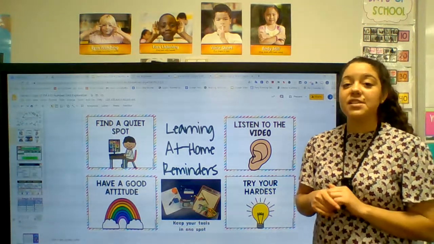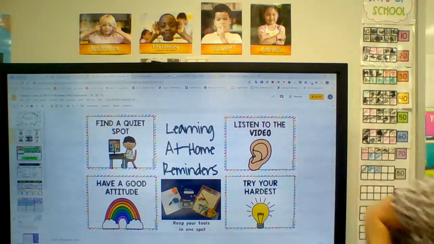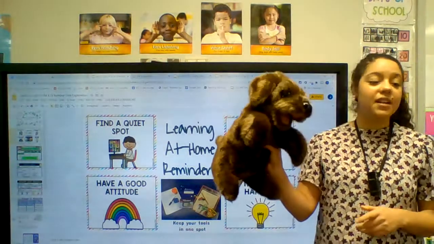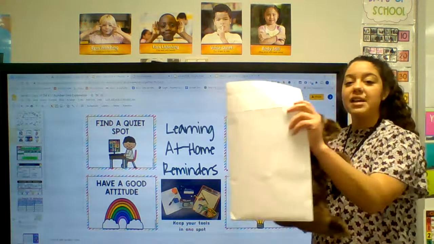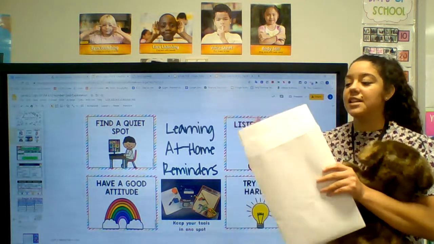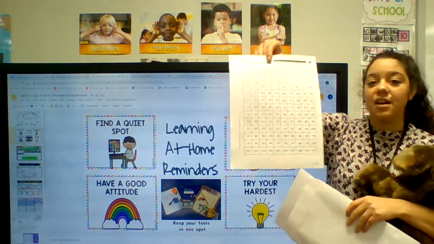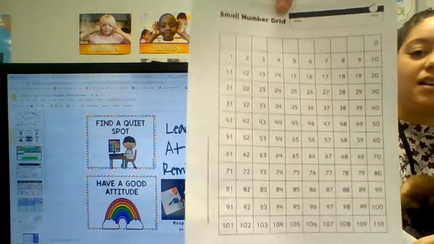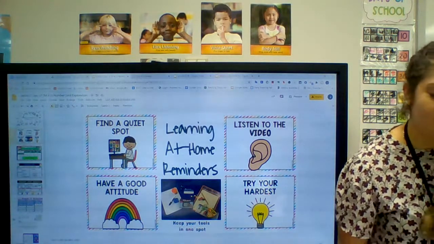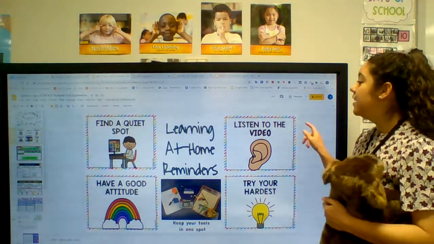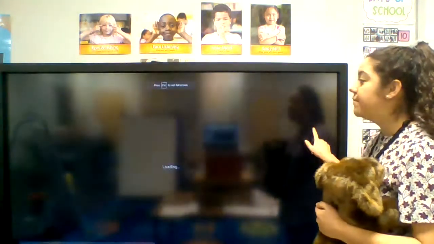Okay, the only material you'll need today is your Turn and Talk partner and your hundreds chart. Remember, you have a white folder that looks like this. Inside it, you have a number grid. You'll need that later on. Very good. Okay, let's keep going.